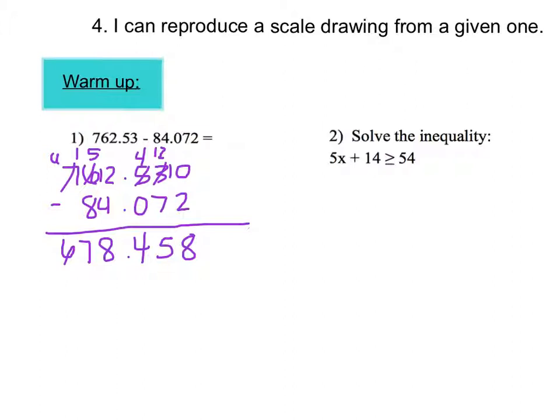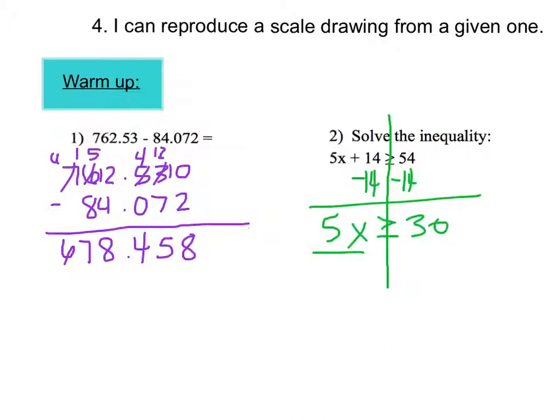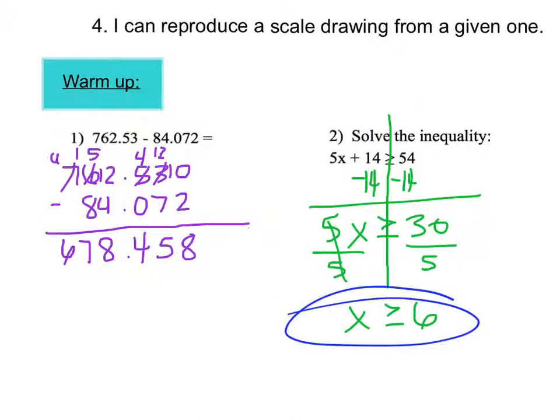Our next question is to solve the inequality. And inequalities are just like equations, but don't forget we have inequality signs now. So I subtract 14 from both sides. I have 5x is greater than or equal to 30. Then we divide by 5 on both sides. We end up with x is greater than or equal to 6. And that's our answer.